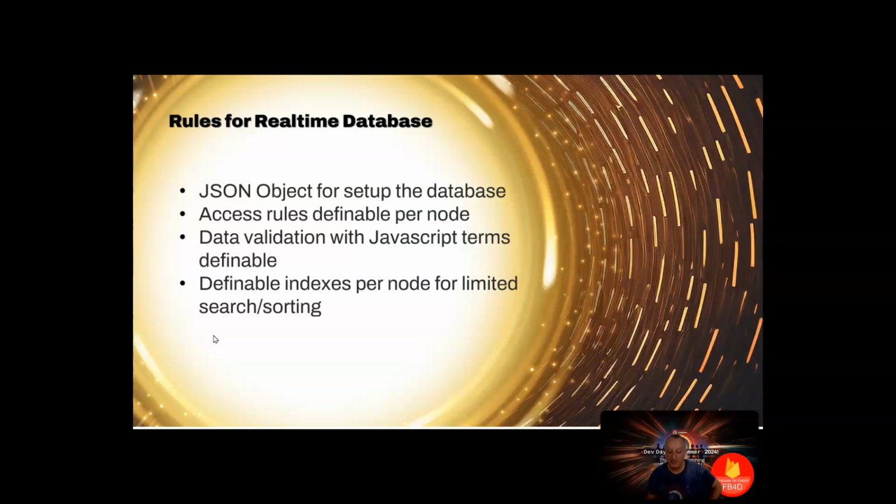The real-time database has its own JSON object as a setting, where access rules can be defined per node. Read and write rights can be defined differently. Validation rules can be written to ensure a minimal data structure. Individual fields can be indexed for faster search and sorting access.